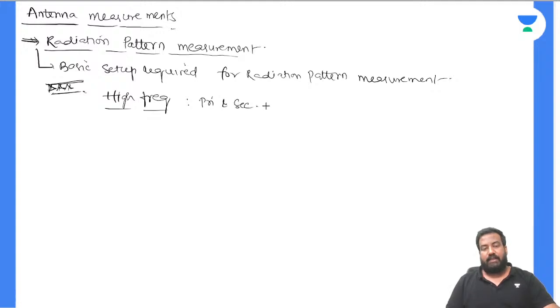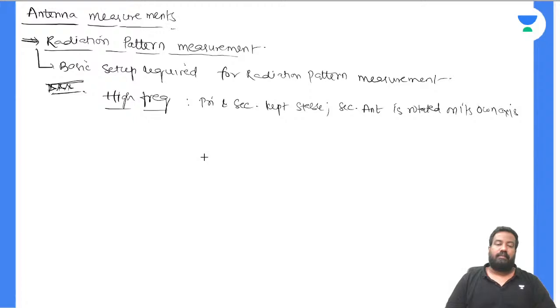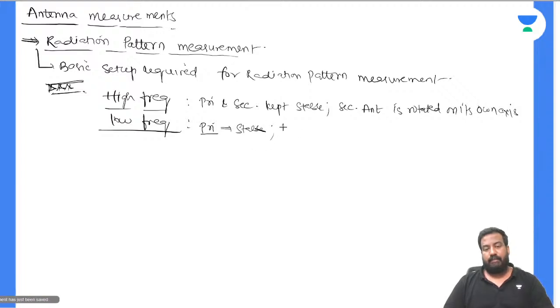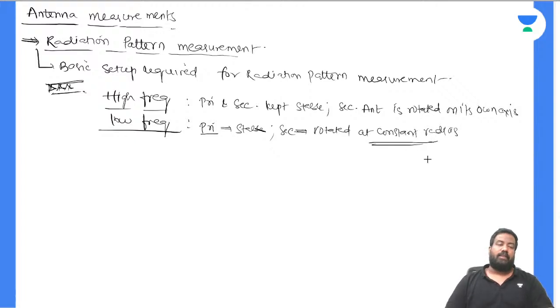High frequency measurement, or measurement at high frequencies: both primary and secondary antennas are kept stable, and the secondary antenna is rotated on its own axis. This is part of the radiation pattern measurement technique. And at lower frequencies, the primary antenna is kept stable and the secondary antenna is rotated at constant radius around the primary antenna. This is the low frequency measurement concept.